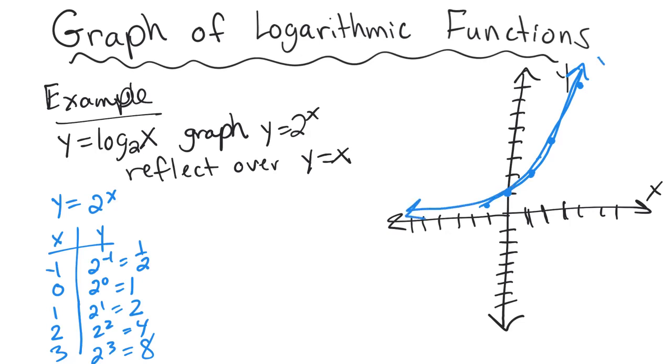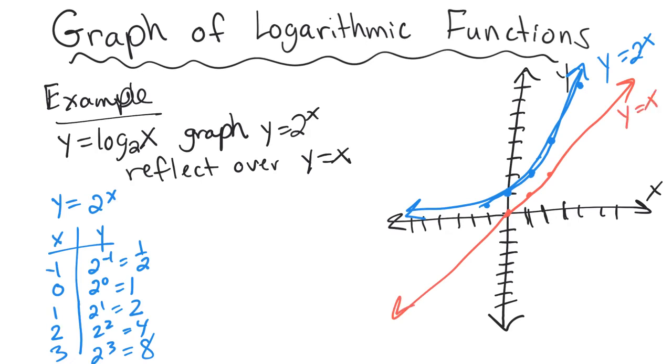This is the line y equals 2 to the x. Now, the line y equals x goes through your origin, with a slope of up 1 over 1. So this red line right here is going to be the line y equals x.